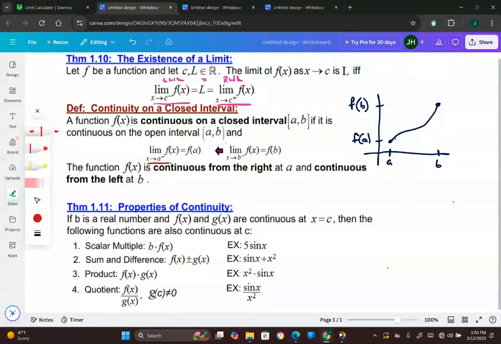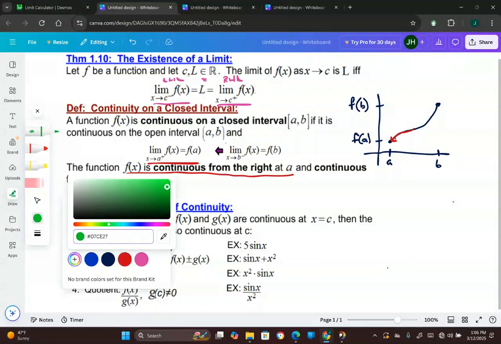The limit as x approaches a from the right has to be f of a. In other words, we say f of x is continuous from the right at a. Watch my red pen here. As I move in from the right and I approach a, it had better approach f of a, or it's not going to be continuous at that endpoint.